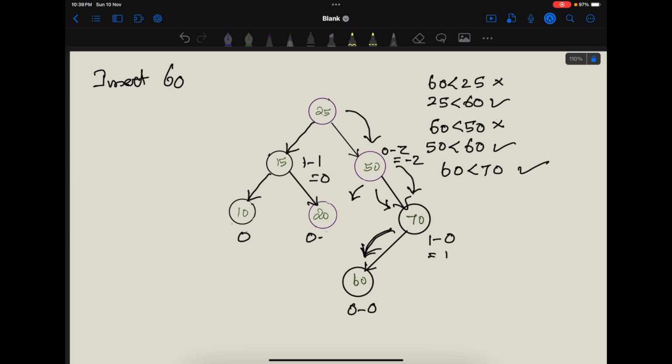And now in 25, left hand side two levels are there. So 2 minus the right hand side, one level, two levels, and third level. So 3. So 2 minus 3 equals -1. So now the imbalance factor is raised in this place. Now you have to do the rotation.